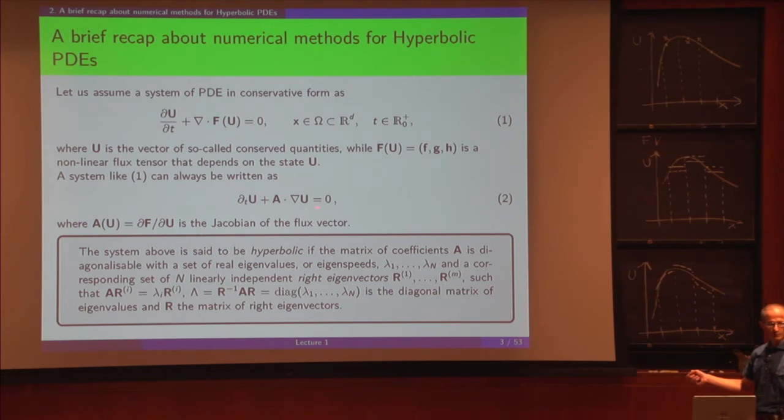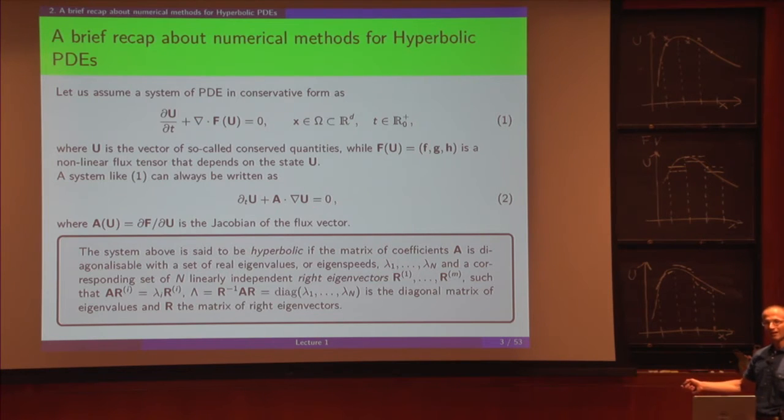But from 2 you cannot obtain 1, in the sense that there are physical systems which can only be described by a PDE, still hyperbolic, but not in conservative form. This is called a quasi-linear non-conservative formulation. And it's not possible for such systems to obtain unambiguously a corresponding flux. All right? This is important to stress.